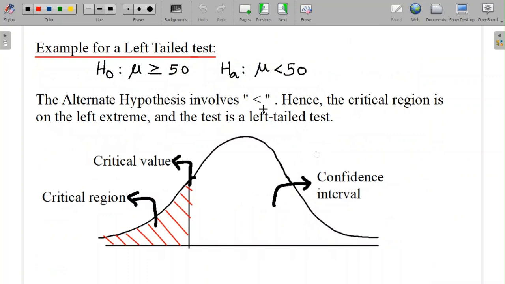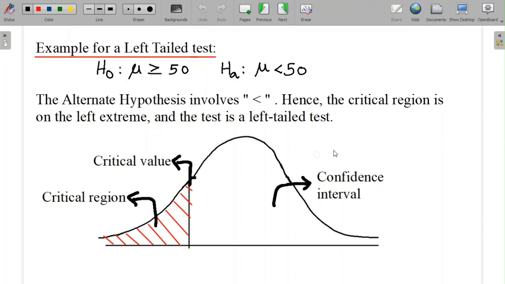I'll try and explain the same using an example. We're considering a large sample where we are testing the average, and the null hypothesis states that the population average is greater than or equal to 50. So the alternate hypothesis will denote a statement that is less than 50. The average is less than 50. And since this involves the less than symbol, the critical region is towards the left extreme of the sample space, and therefore the test is the left tail test.